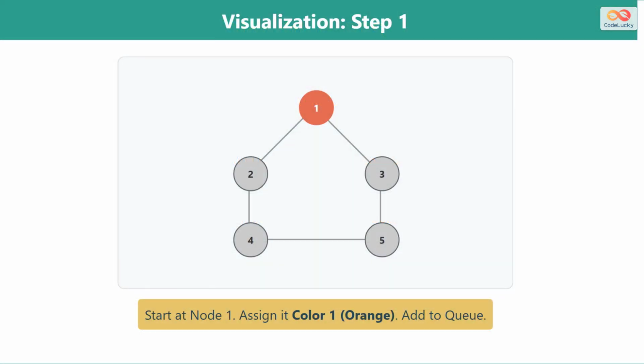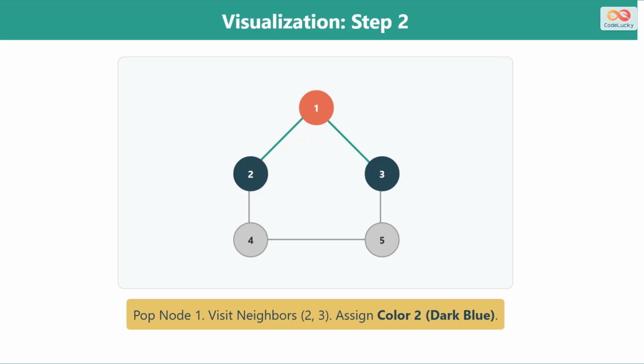Let's walk through an example. We start at node 1. Since it's uncolored, we assign it our first color, let's say orange, and add it to our processing queue. Next, we process node 1. It connects to node 2 and node 3. Since they are uncolored, we assign them the opposite color, dark blue, and add them to our queue. So far, the alternating pattern is maintained.